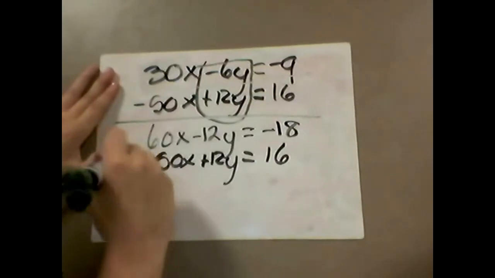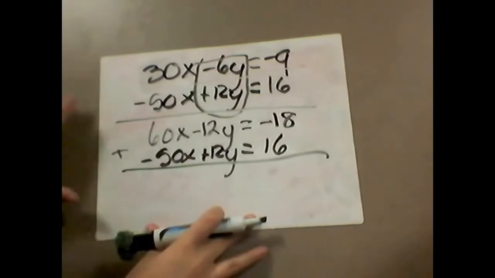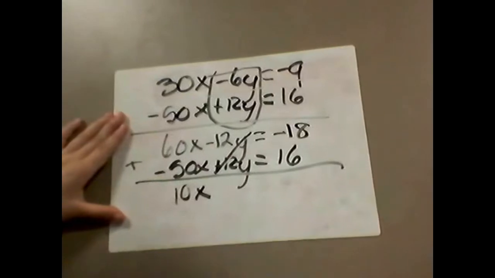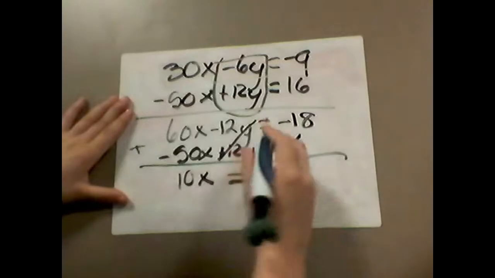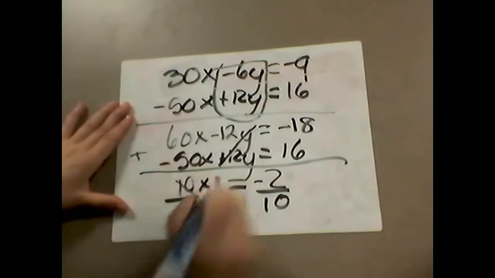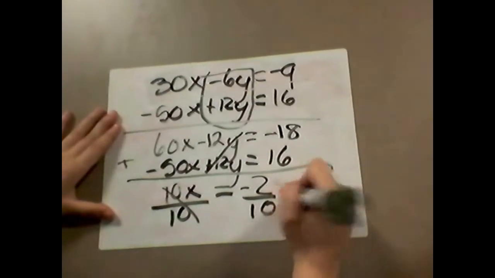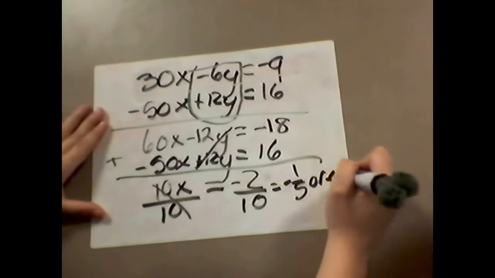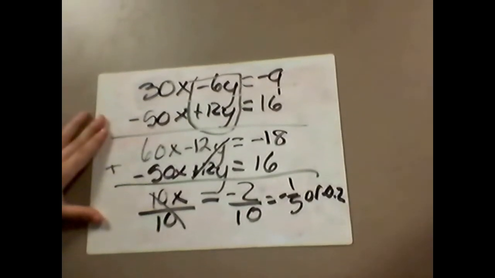60x plus negative 50x is 10x. The y terms cancel out. And negative 18 plus 16 equals negative 2. So we're going to divide by 10 on both sides. This cancels, leaving x. And negative 2 divided by 10 is equal to negative 1/5 or negative 0.2. Either one of those answers is correct, so you can use either one you want.